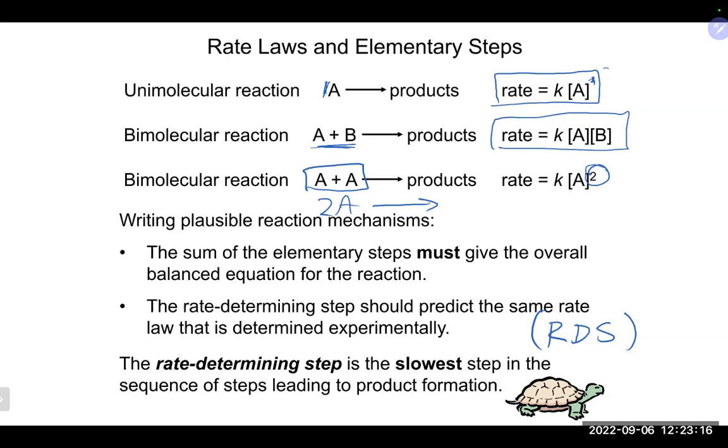So those are really the two things you want to make sure of. Do all the steps add up to the overall reaction? Does the rate determining step have the exact same rate law as the one that was found experimentally? And that oftentimes could help you. Any questions on that there?